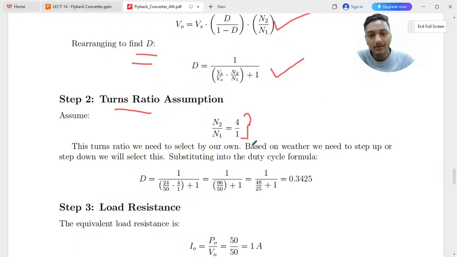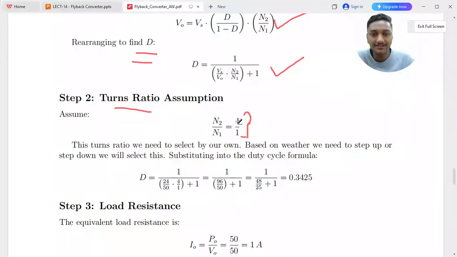Now I have considered the turns ratio, and with this turns ratio I started calculating the value of D. Just putting the values and calculating, I got D equal to 0.3425. So with this 0.3425 and this turns ratio, I can achieve the desired output voltage for my given input voltage.